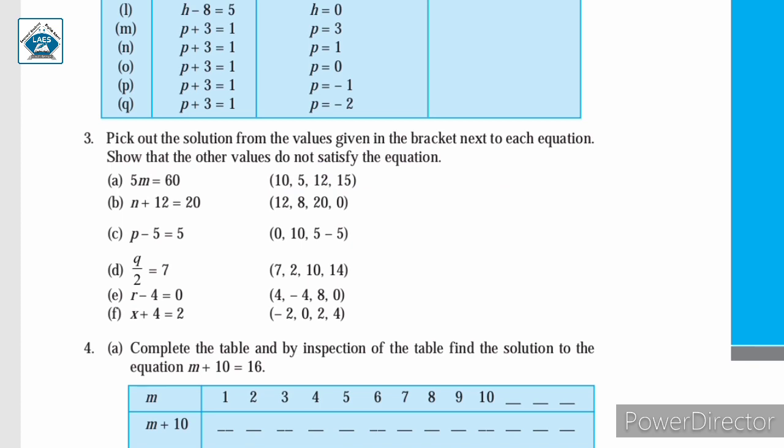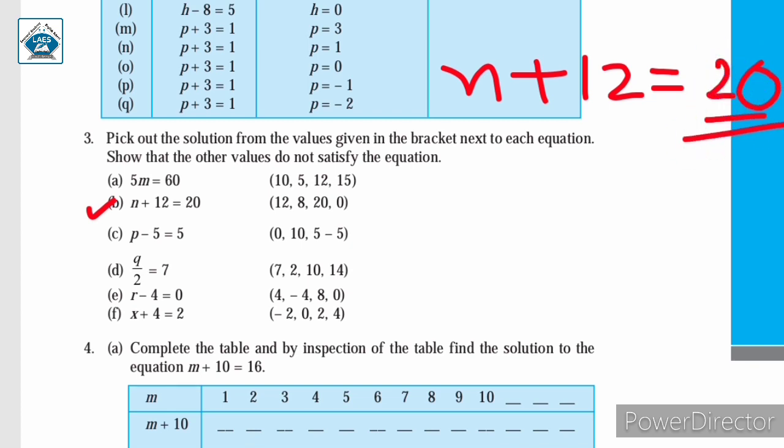Next, in the B part, we are given n plus 12 is equal to 20. Here, we are given the equation n plus 12 is equal to 20. So, already we know the right hand side. Here we need the number 20 in the right hand side, and here we are given 4 digits as well.